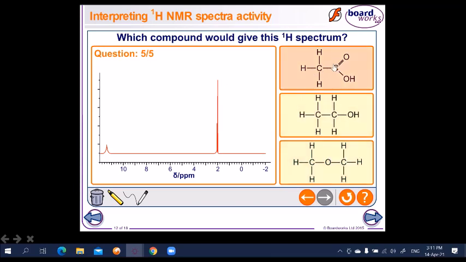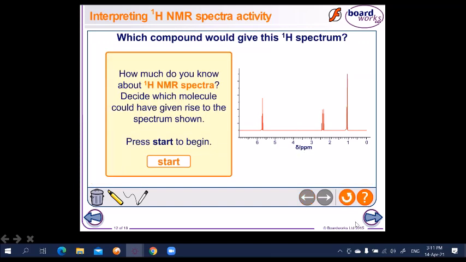So this is the only one that has 2 peaks, and it has a very electronegative hydrogen over here. So I'm going to pick the top one. Yay, we got it right. Okay, so that's done. All right, what a mouthful.